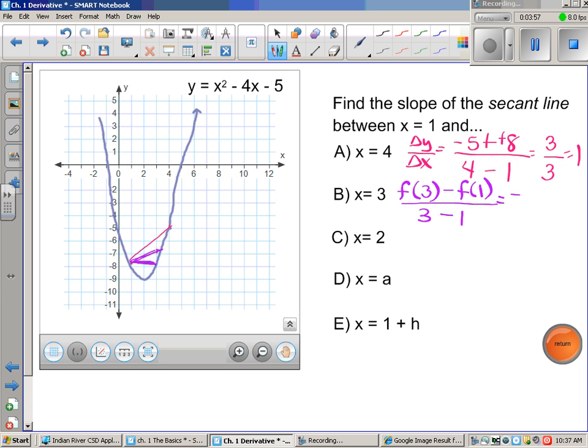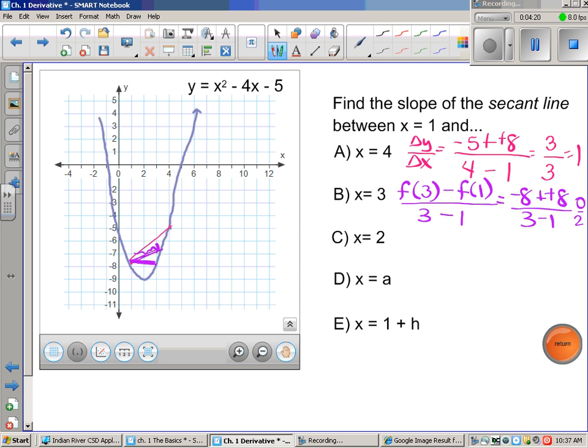So -8 minus a -8 over 3 minus 1. And so you get 0 over 2, which is 0. And that should make sense. I apologize for that little mess up. So here's where 3 falls, and of course you get that 0 slope. That should make sense to you.